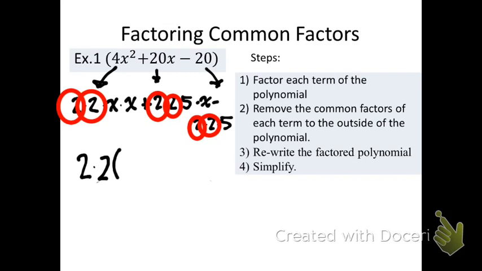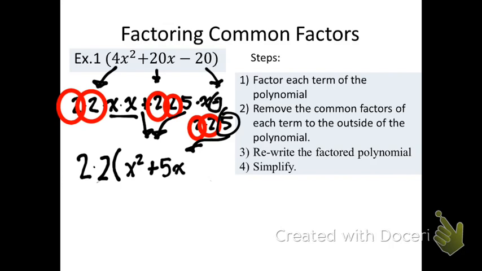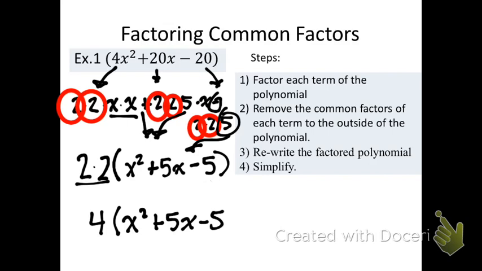So we take this 2 times 2, open parentheses, then we have x times x, bring down x squared. Then we bring out the next section, which is a plus sign. 5 times x, which is 5x. And then lastly, we have just a 5 here. And there's a subtraction sign, so we put a minus 5 right here. Okay? So simplify now. 2 times 2 is 4. 4 times x squared plus 5x minus 5 is your final answer.